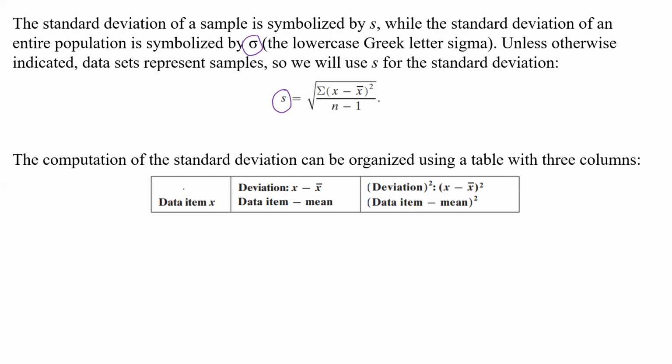So what do we have to do for our table? Well, we still have our data item. We still have our deviation. Now we have to square that. Once we square that, we're going to add that column at the bottom, so we're going to have a sum of that column. We'll plug that in there, divide by n minus 1, and then take the square root of it. And again, all this we can do with our calculator, so it's nothing that's super difficult to do.